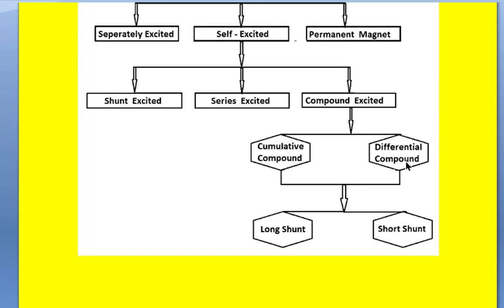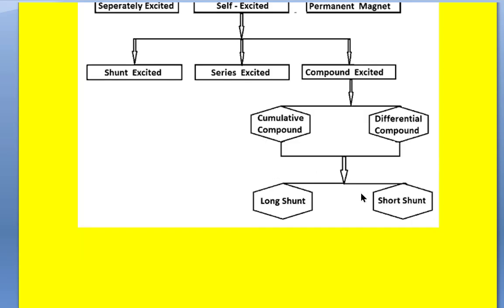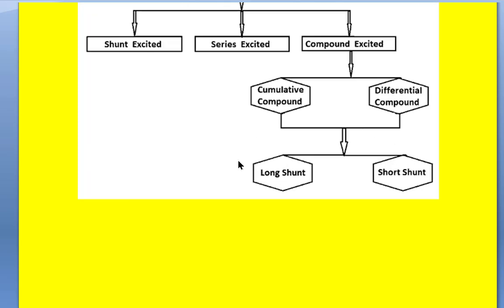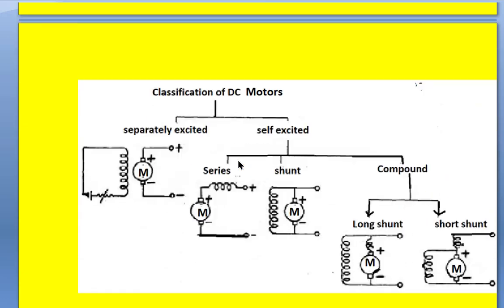Again, in the compound motors, there is a classification called cumulative compound motor and differential compound motor. Under this category, we find the long shunt compound motor and the short shunt compound motor. This long shunt compound motor can act as a cumulative compound motor or a differential compound motor. Similarly, the short shunt compound motor can also act as a cumulative compound motor or a differential compound motor. But in this topic, I restrict the explanation to shunt field motors and series field motors. So suppose we draw the diagrams for these motors, they appear like this.